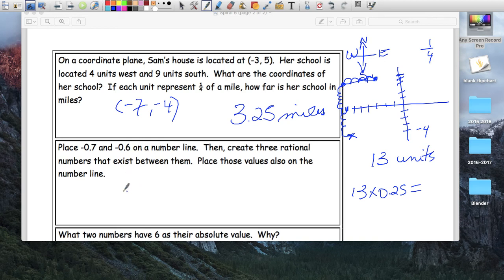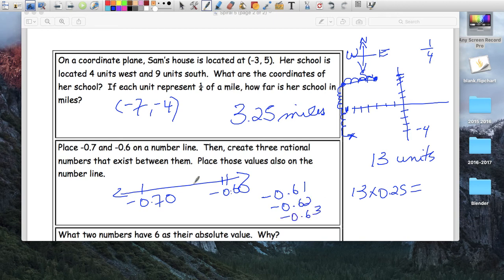Okay. Place -0.7 and -0.6 on the number line, and this is an ugly number line. And find me 3 numbers that exist here. So to make it easier, add a 0 here, add a 0 here. Can you find 3 numbers that exist between -0.6 and -0.7? Well, -0.61 is there, right here. -0.62, -0.63, -0.69, -0.68. So all these numbers are rational numbers that exist, and tons and tons of other numbers.